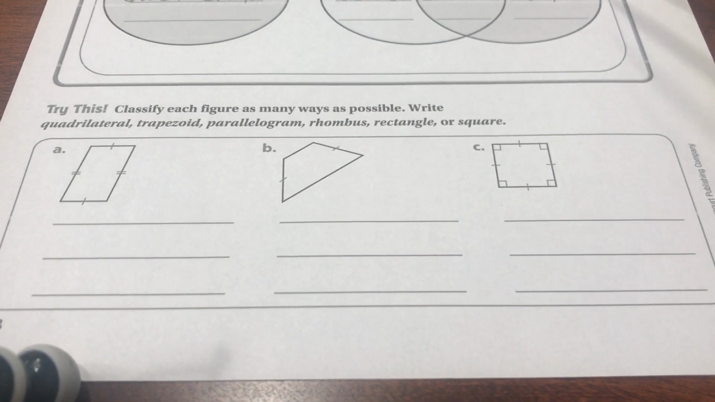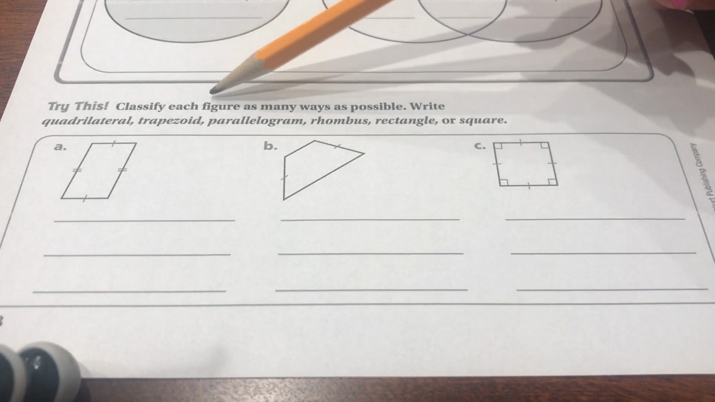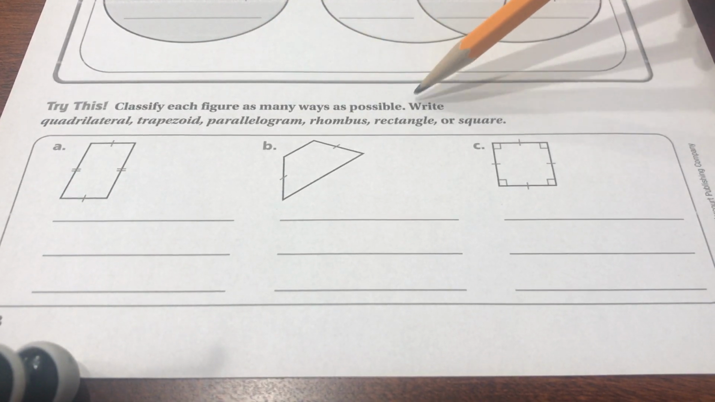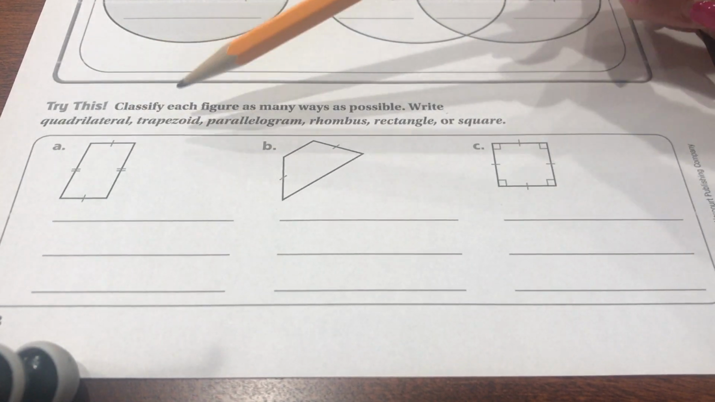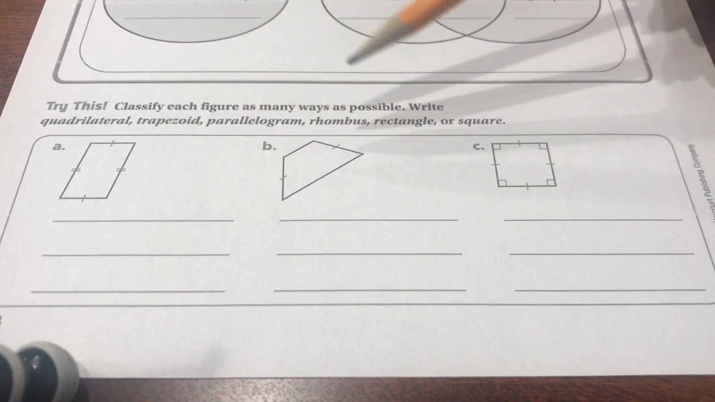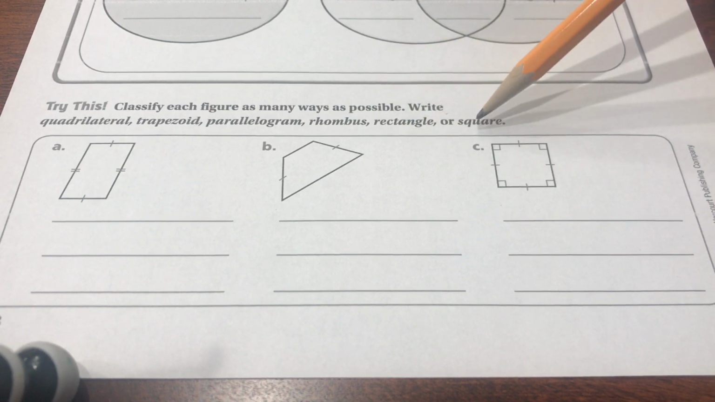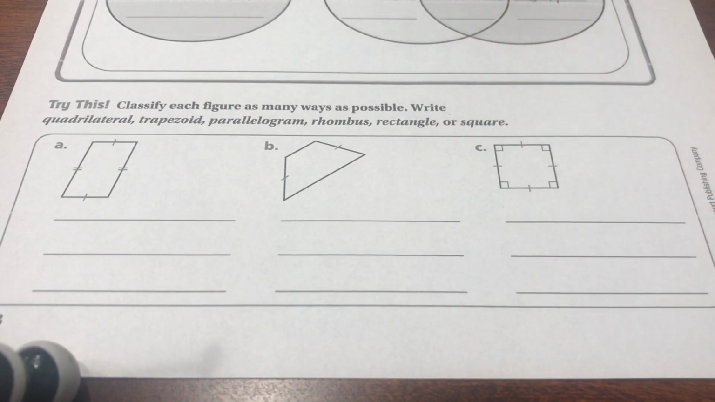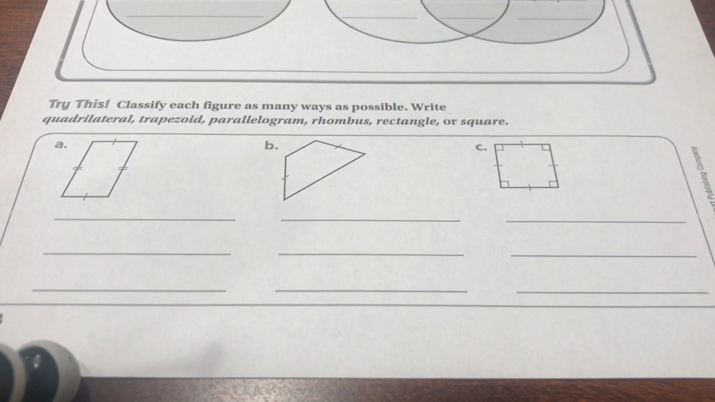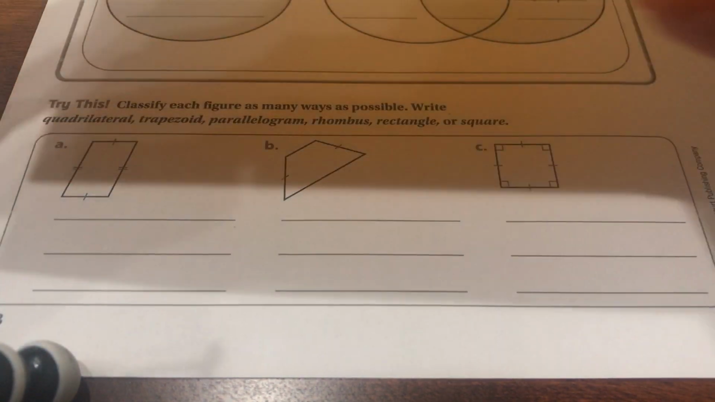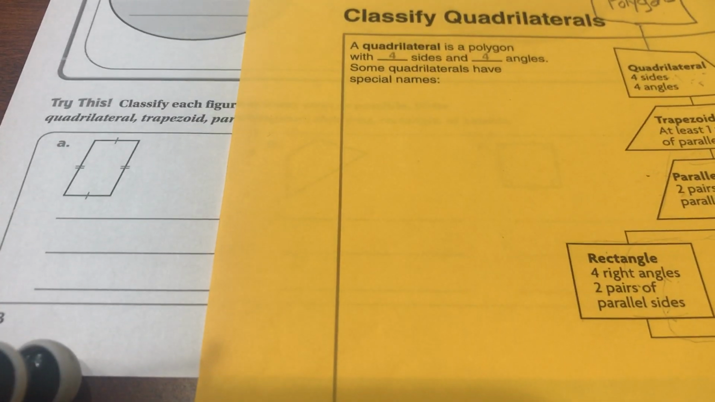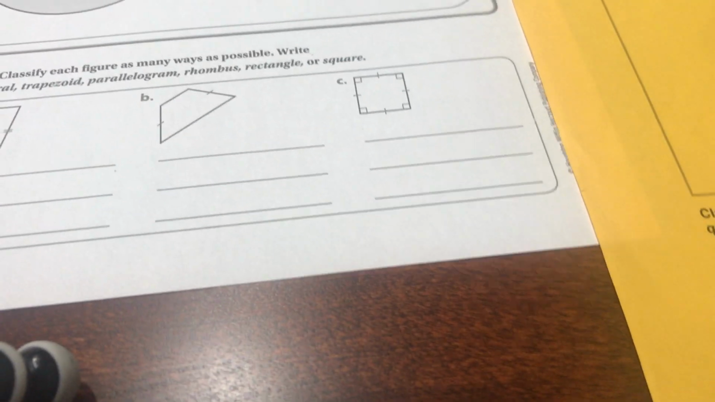Okay, so the directions are: classify each figure as many ways as possible. Write quadrilateral, trapezoid, parallelogram, rhombus, rectangle, or square. So they don't want you to write polygon. I just wanted to, again, show you that. But I want you to keep that reteach sheet out right next to you, because I like to do all of these exercises with my reteach sheet right next to me. And I want you to stay in order.